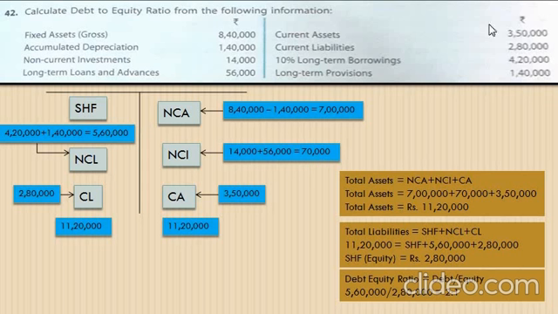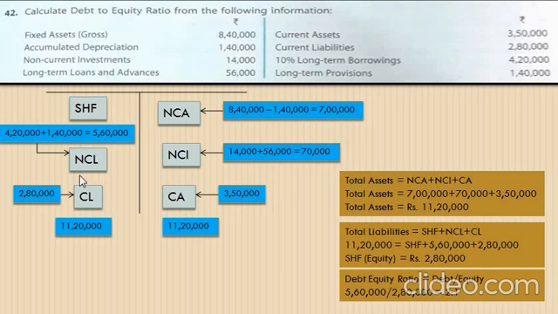The next is current assets, which is 3,50,000. I have mentioned against current assets. Current liabilities, which are 2,80,000, I have mentioned against current liabilities. 10% long-term borrowings is a part of non-current liabilities, so 4,20,000 I have mentioned against non-current liabilities. Long-term provisions, which is also a part of non-current liability, has to be added to 4,20,000, so your total non-current liability becomes 5,60,000. Now we will do the total of assets because all three heads have been covered. It will become 11,20,000. Since it is a balance sheet, your total liabilities will also become 11,20,000.